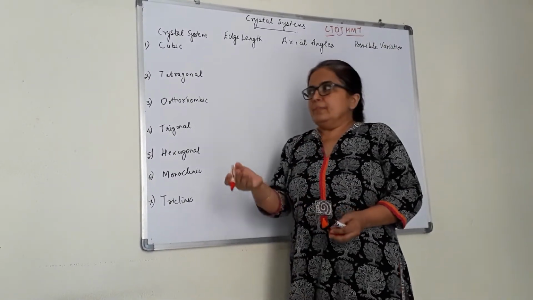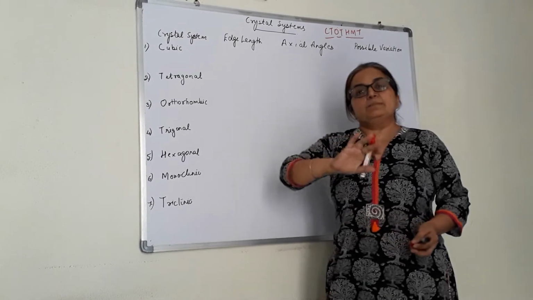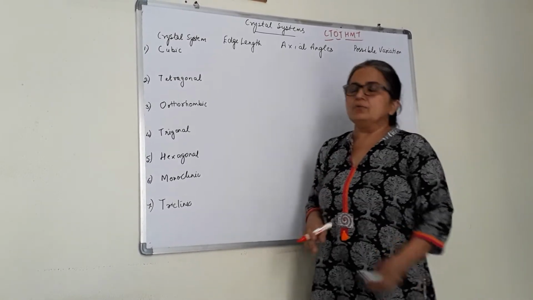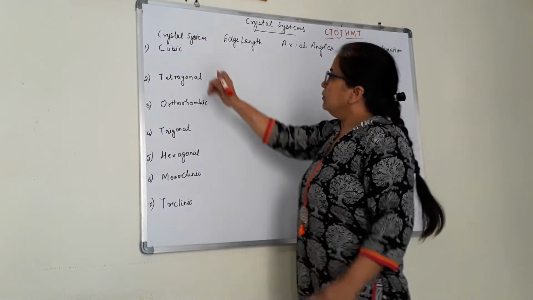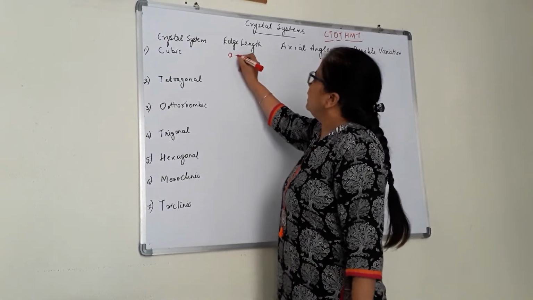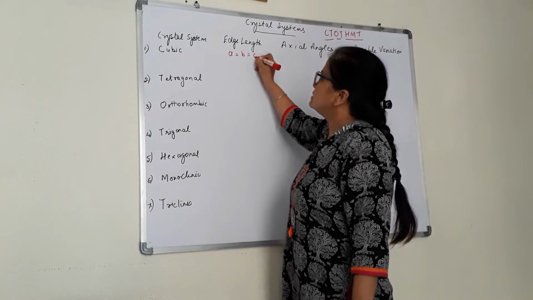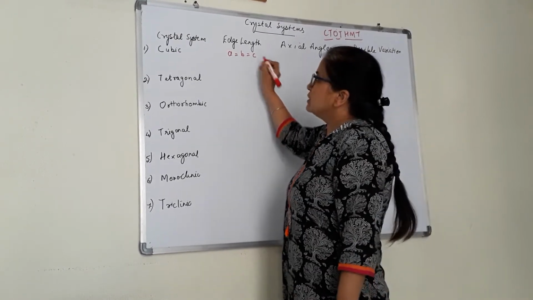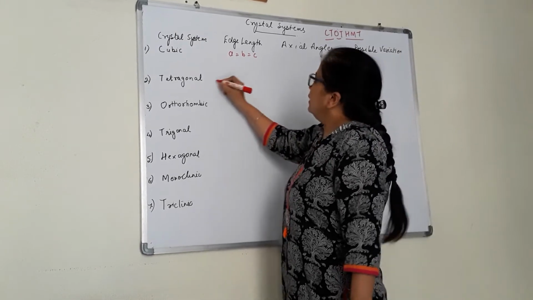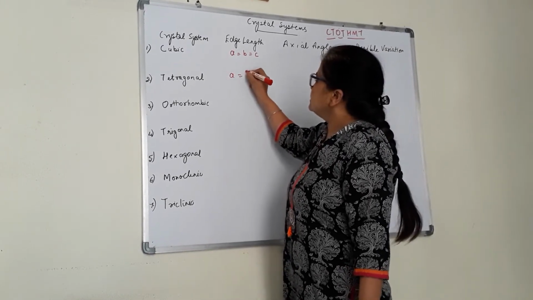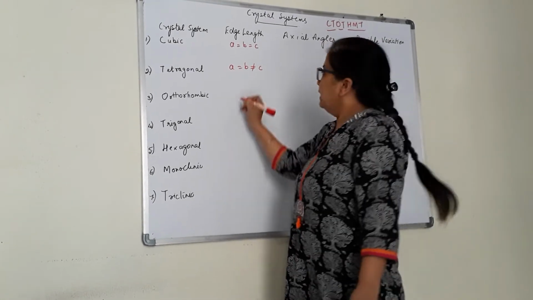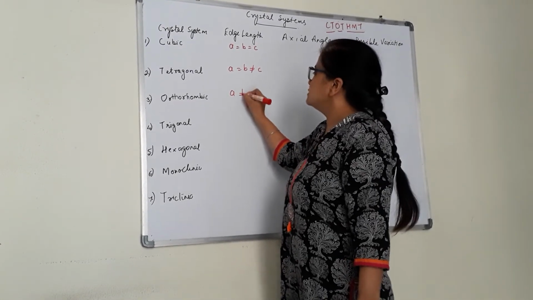In them, you have to see a, b, c. What is the relation? Alpha, beta, gamma. How to relate it? See, cubic. We know in a cube a is equal to b is equal to c. These edge lengths I have discussed just now. So a is equal to b is equal to c. Right? In tetragonal, a is equal to b, this is not equal to c. And in the third one, nothing is equal.